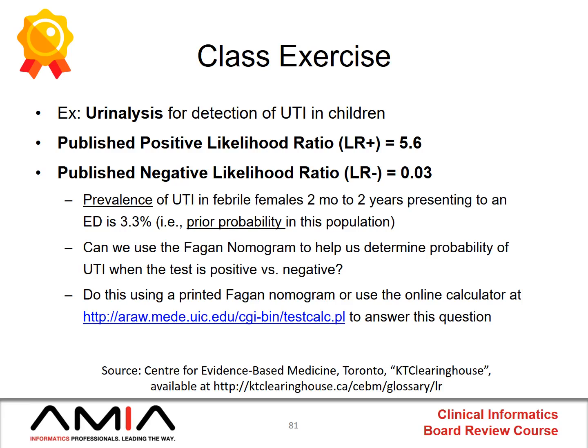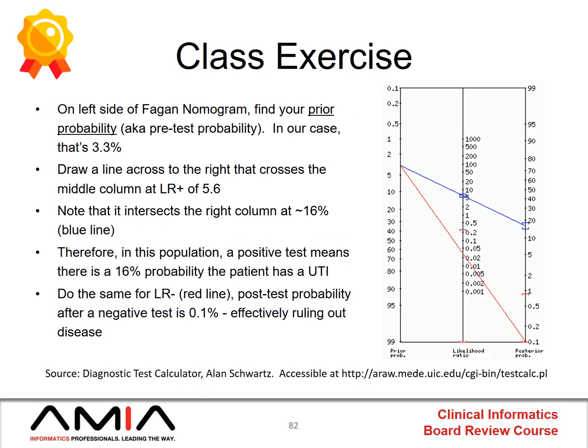So the question is, can we use that Fagan nomogram to help us determine the probability? And you can also, again, do this math by hand, since we know the prevalence and we know the LRs. But let's do this with the Fagan example. So I urge you at some point to pull up this website, plug in those numbers. And this is what you should get.